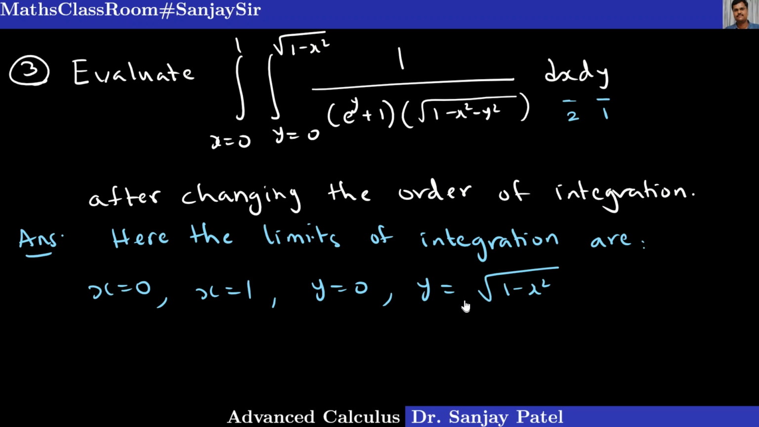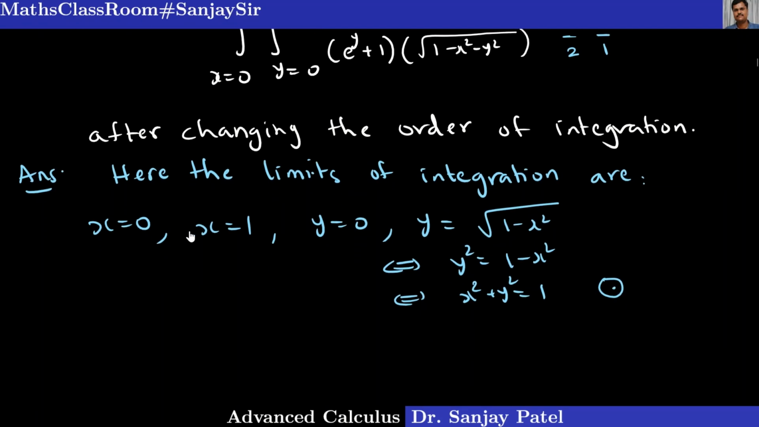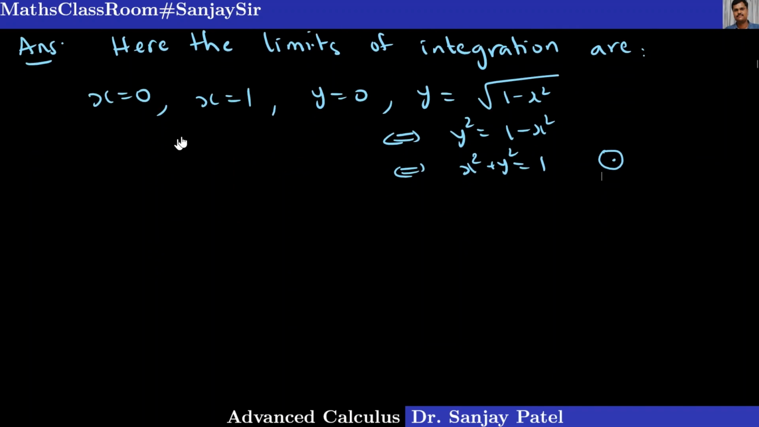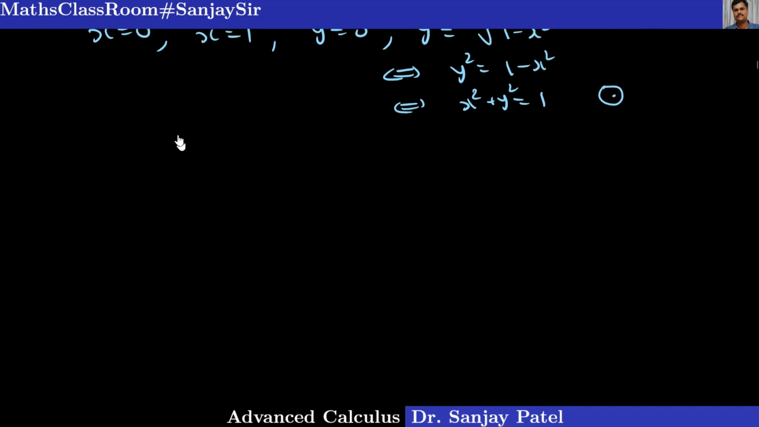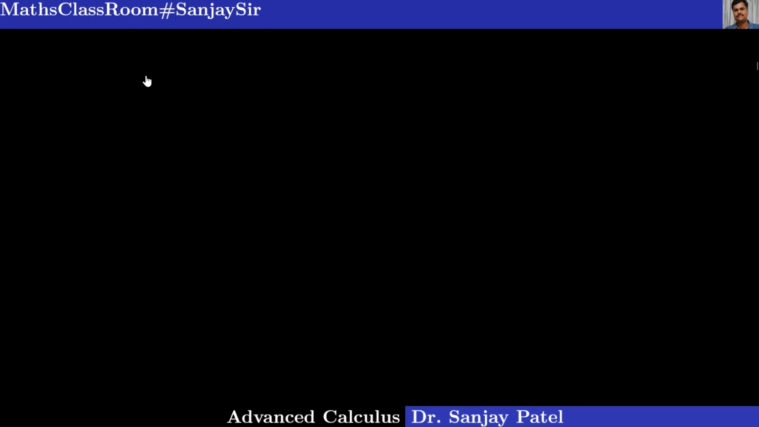If you simplify this, you will get y square is equal to 1 minus x square, and that gives you x square plus y square is equal to 1, which is nothing but a unit circle. So the region of integration is the area bounded between these three lines and the unit circle. So let me draw the figure first.